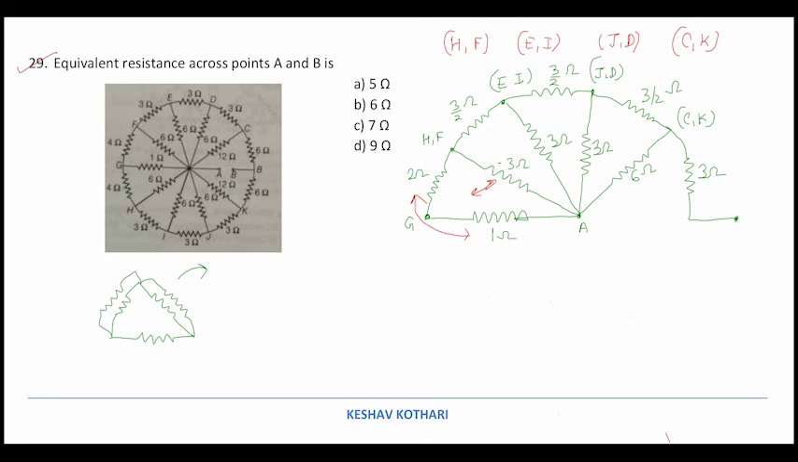Again 3 by 2 and 3 by 2 will make it 3, which is in parallel with 6 ohm. So now I write that R parallel is equal to 3 into 6 upon 6 plus 3, that is 9, so we get 2 ohm. Now this 2 ohm is in series with 3 ohm, so we get the effective value equal to 5 ohm. So for this circuit, 5 ohm, that is option A, is the correct alternative. Let us move to the next problem.